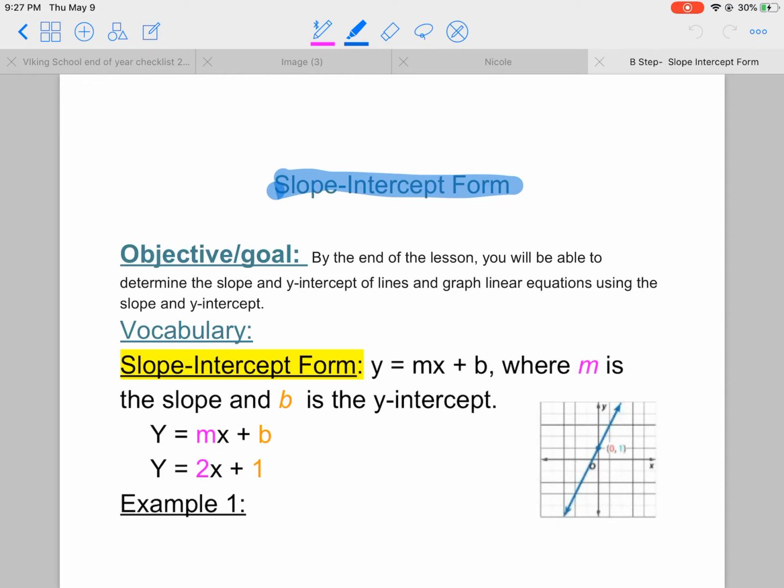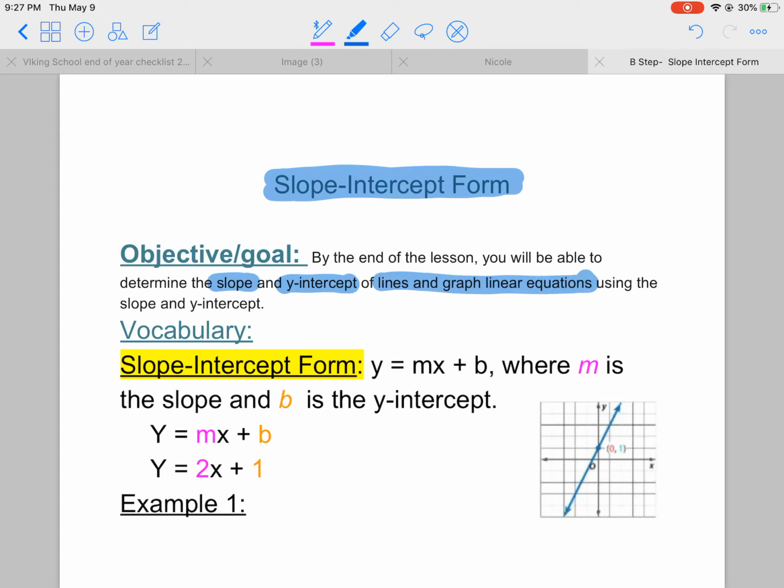Hello, today we're going to be learning slope-intercept form. You already learned how to do slope, the change in y over the change in x. Now we're going to be doing slope-intercept form. This is super important. You need it next year and in geometry for sure, probably algebra 2, so really pay close attention. By the end of the lesson, you're going to be able to determine the slope and the y-intercept of lines and graph linear equations using those.